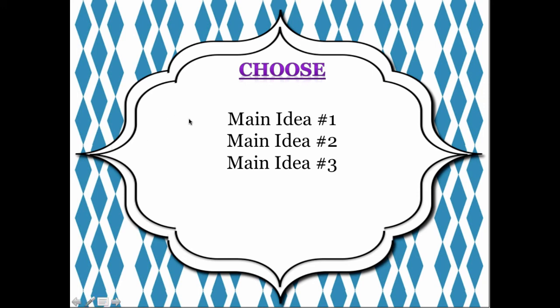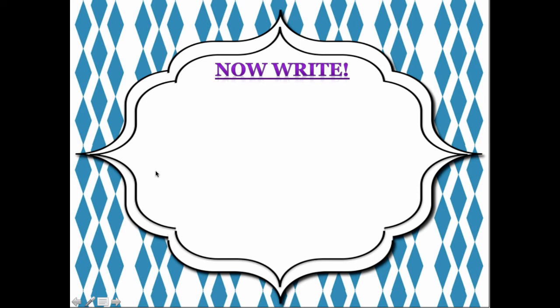Okay, so now you've got your 3 main ideas. You need to write those on the back of your paper. You're going to write whatever the title of the main idea is for each category in the color marker that you circled them in. Now you're going to write. So hopefully you have some room left on the back of your paper. Don't worry, you're only going to write 3 sentences.